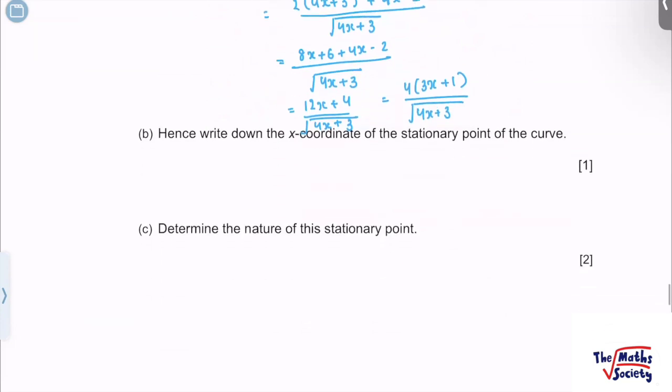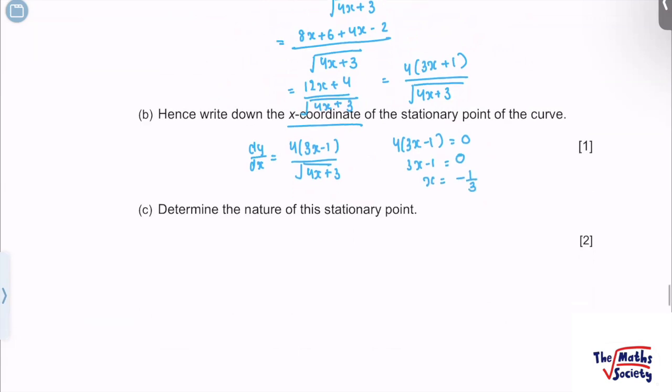Yep, and for part b, this is right on the x coordinate, so it's just going to be dy/dx, 4(3x plus 1) over root (4x plus 3), right? We just know that 3x plus 1 is going to equal 0, because if you move it, it's still 0. So x equals minus 1 by, oh wait, it's also 3x plus 1. Yeah, so it has to be minus 1/3.